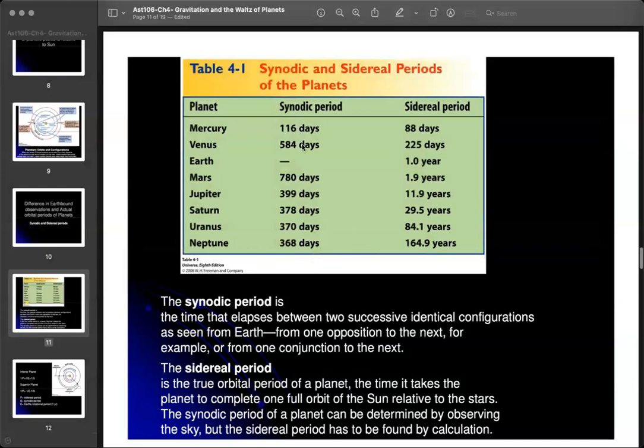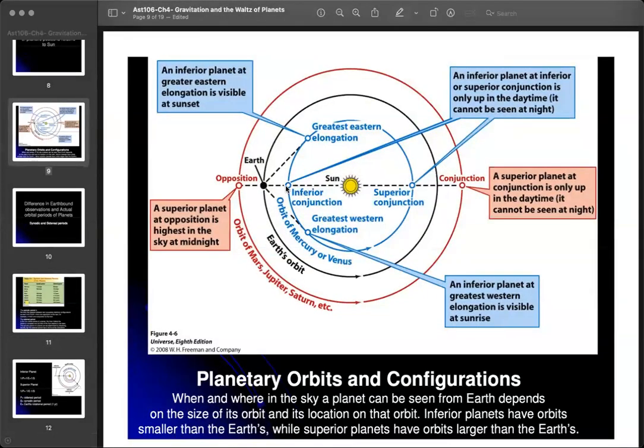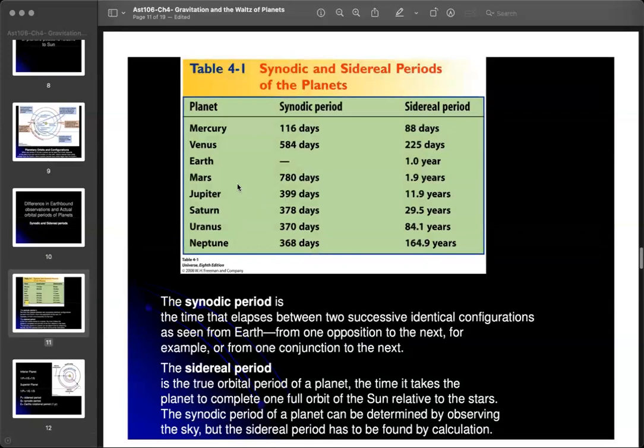Right, so these are the synodic periods. For Mercury, it's 116 days. Venus, 584 days. For Mars, it's 780 days. Now, for inferior planets, we go from inferior conjunction to inferior conjunction to measure those synodic periods. But for the superior planet, we can go from one opposition to the next opposition. Okay, so for example, for Mars, it is 780 days.